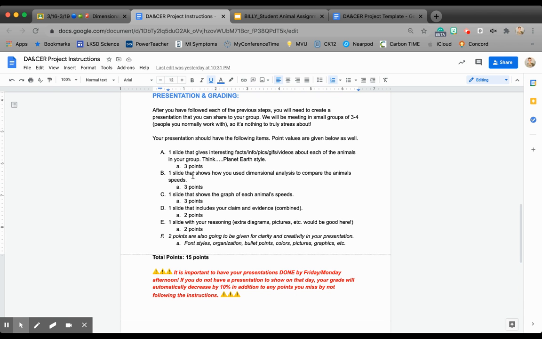Then you need a slide that shows how you use dimensional analysis to compare the animal's speeds. So that's pretty much just showing your work to the people in your group. They can double check your math, right? Again, 1 point for each animal that you had to convert.